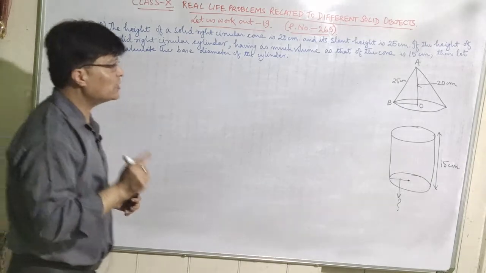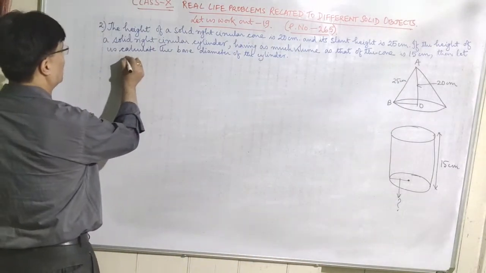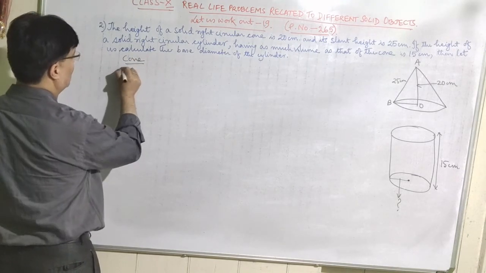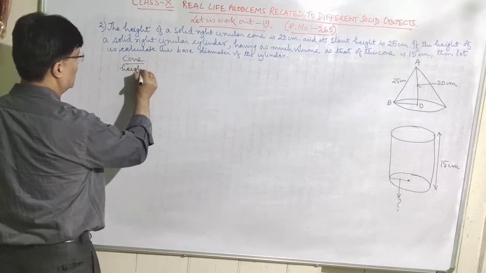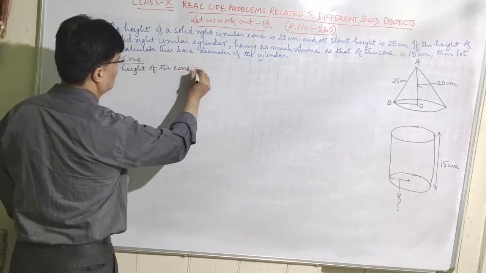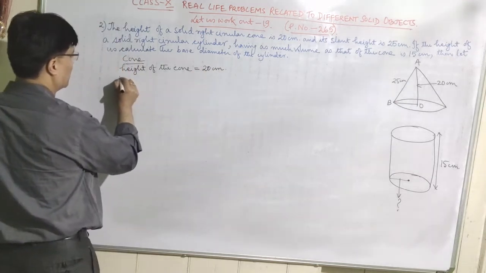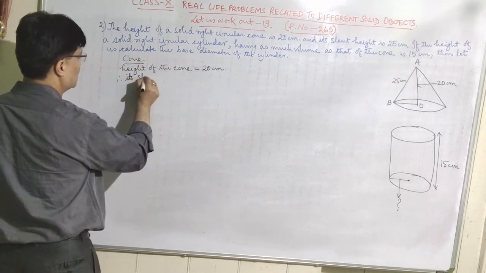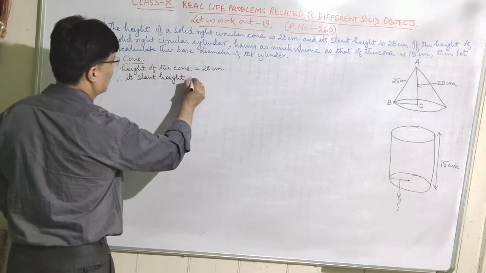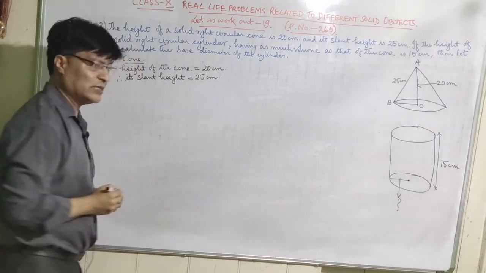Okay. So now it is given that in the cone, this 25 centimeter is the slant height. And now for the cone, what is given here? Height of the cone is equal to, what is the height of the cone? It is given as 20 centimeter. Therefore, what is its slant height? It is given as 25 centimeter.